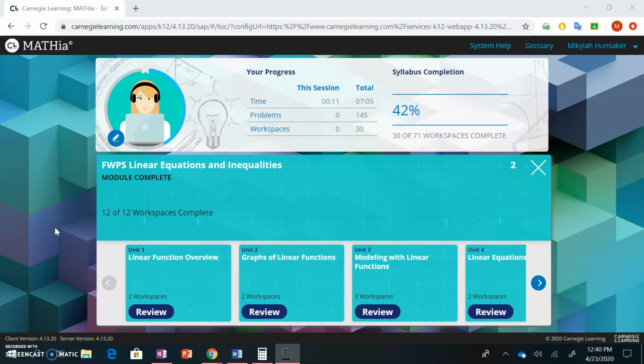Alright, so just to review, we're still in the linear equations and inequalities module. You should have finished Unit 1 and Unit 2, and we're currently working on Unit 3. So we're in here.